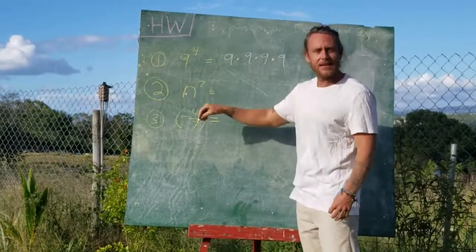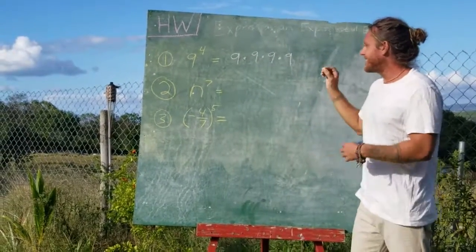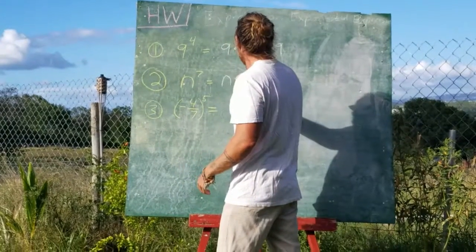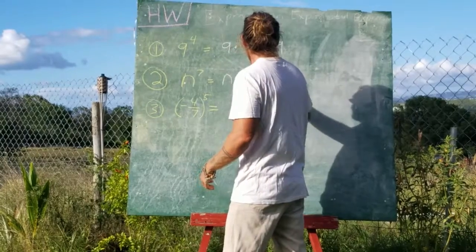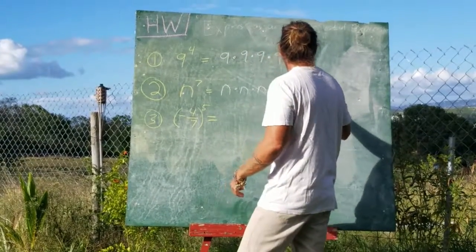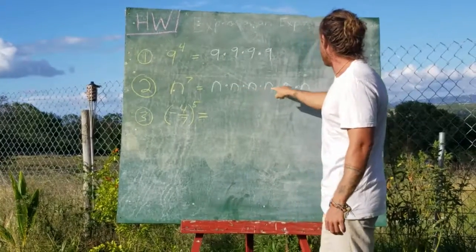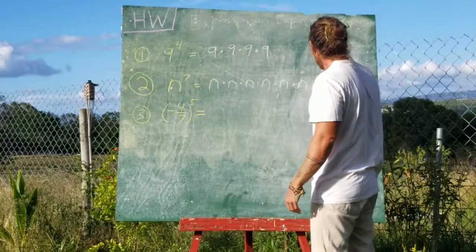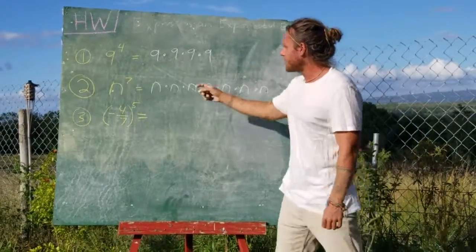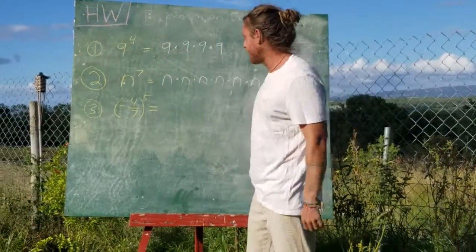How about n to the 7th? So we have 7 factors of n. N times n times n times n times n times n. Did I miss one? 1, 2, 3, 4, 5, 6, and we need one more n. So n times n 7 times, we can write simply as n to the 7th.